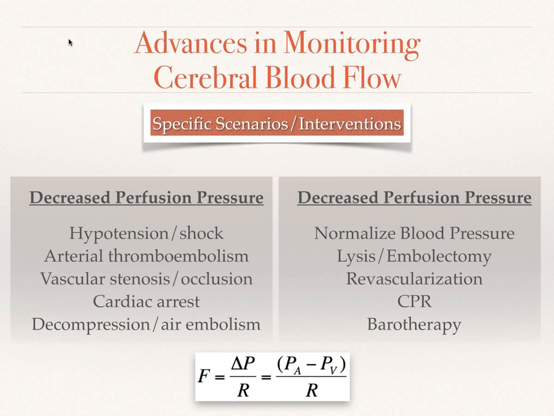Thinking of specific scenarios and interventions then, in cases where we have decreased perfusion pressure, you can think of hypotension and shock, arterial thromboembolism, vascular stenosis and occlusion, cardiac arrest, and decompression and air embolism. There are specific roles and interventions in each case. When a patient is hypotensive and in shock, we like to try to normalize blood pressure. In the case of arterial thromboembolism, lysis and embolectomy may be in order. In the case of vascular stenosis or occlusion, revascularization may be in order. In the case of cardiac arrest, CPR. And of course, in the case of decompression and air embolism, barotherapy may be a modality that we bring on board.